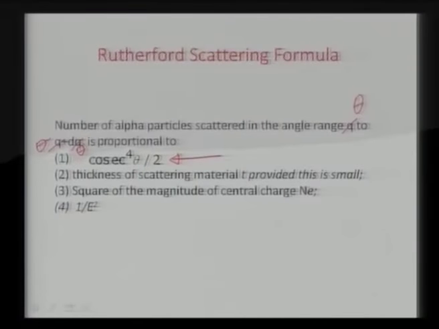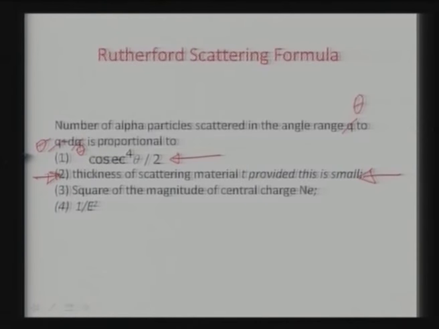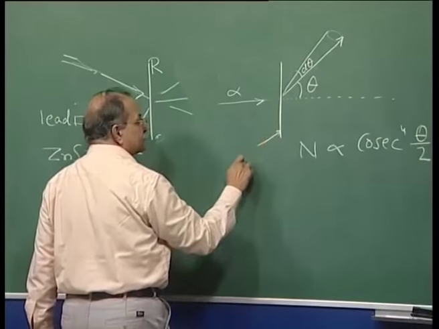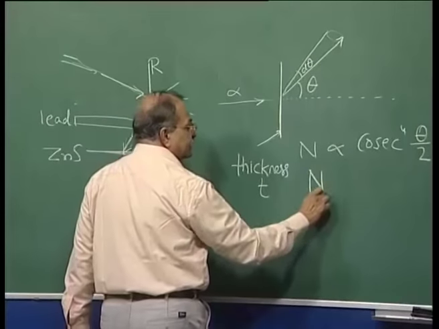Similarly, look at the PowerPoint again, the second conclusion was the thickness of the scattering material T, provided this is small. So, the number depends on the thickness of the scattering material. What is scattering material? It's that metal foil on which you are bombarding alpha particles and looking for the scattered alpha particles. So, number of alpha particles is proportional to the thickness of the scattering material. That means, this thickness of this metal, if you write that thickness as T, then n is proportional to T.